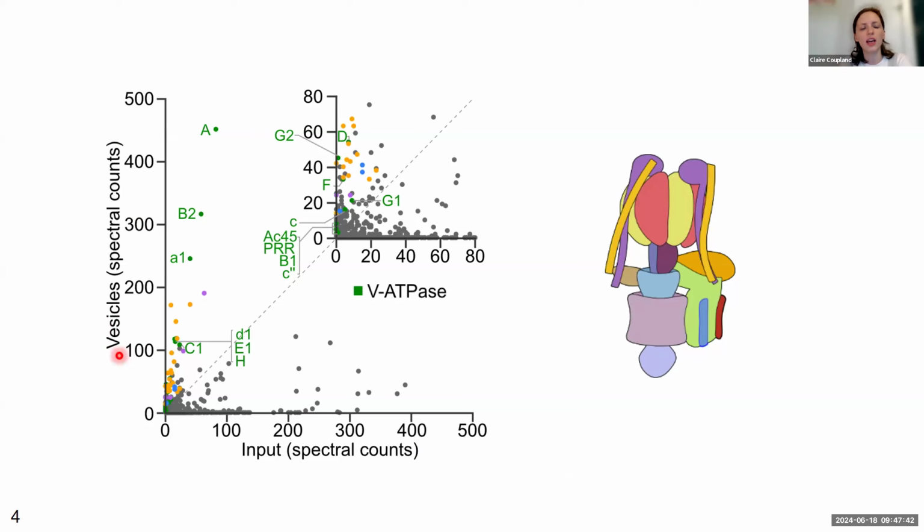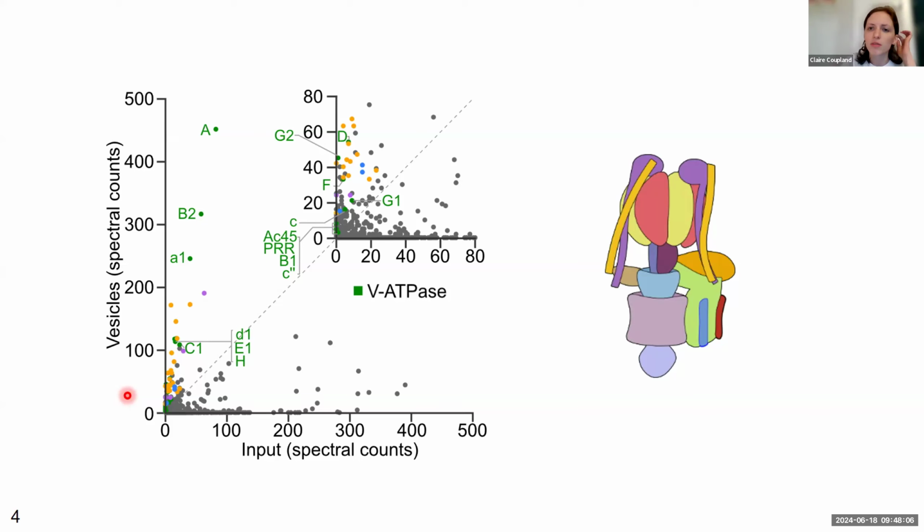And essentially, we were looking for enrichment of key proteins, so moving towards this axis, to show that we had synaptic vesicles enriched over potentially isolation of other V-ATPase containing membranes. And so in green here, I've marked all the V-ATPase subunits that we were able to identify, and they're all really high abundance in the sample.